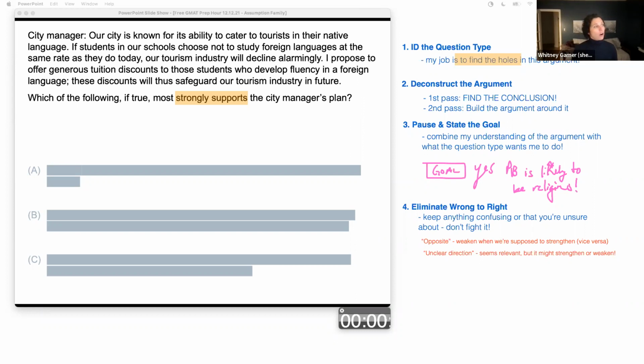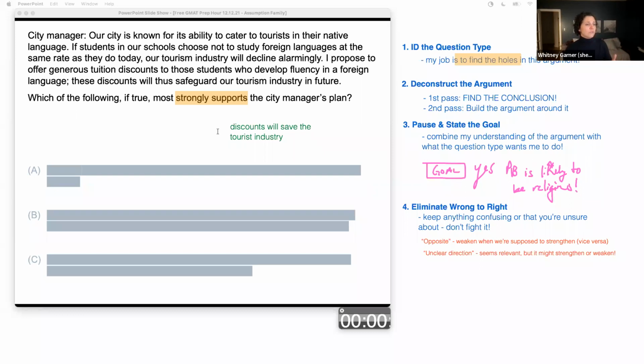That's our conclusion here. Our city manager wants us to believe, or does himself or herself believe, that the fees, the discounts will save the tourist industry. Hooray. Right? And how is that? Well, it seems like we don't have students going to school and learning these languages as much as they were. And so if we give them enough money, they'll go get fluent, right? So this is the theory in the background.